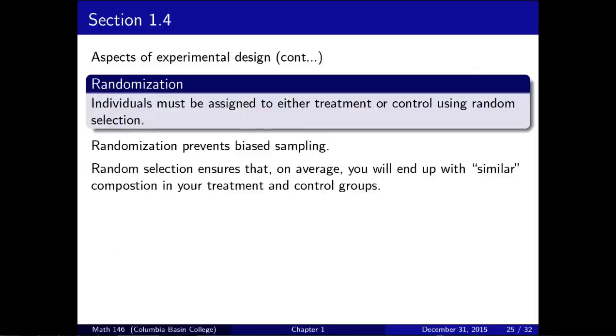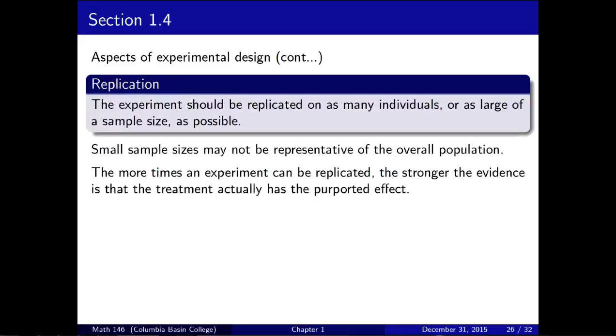Randomization, we talked about this with simple random samples, but it's essential that you use randomization in selecting people to either get the treatments or the controls. This is to prevent biased sampling, and it also helps to sort of diversify your samples. So if you're random sampling, that means you're very likely to see individuals in your population of all different types in both the treatment and the control groups. So randomization is essential. And replication is also essential.